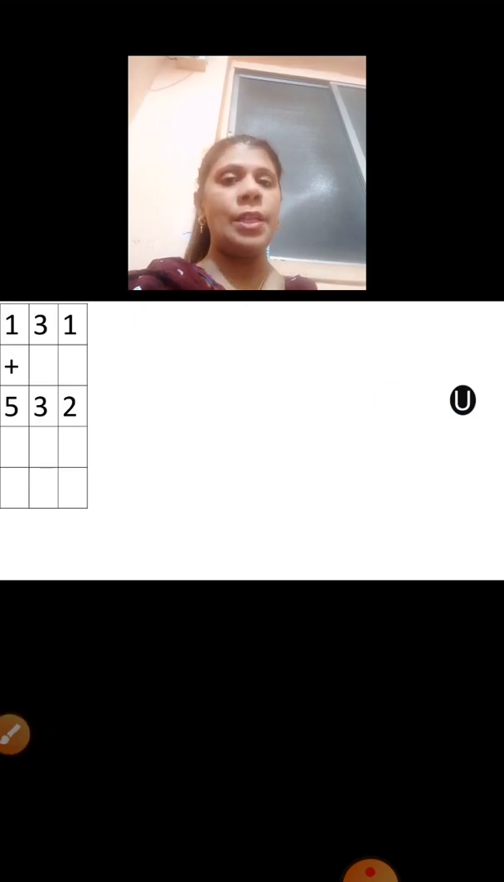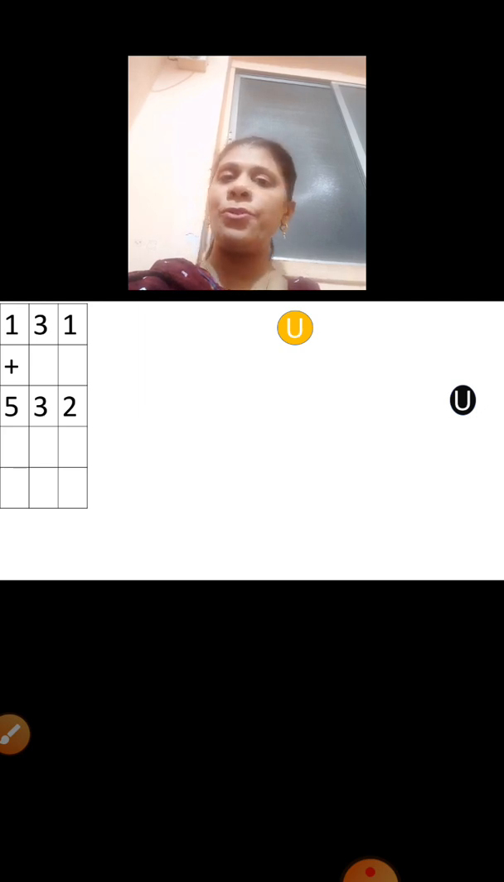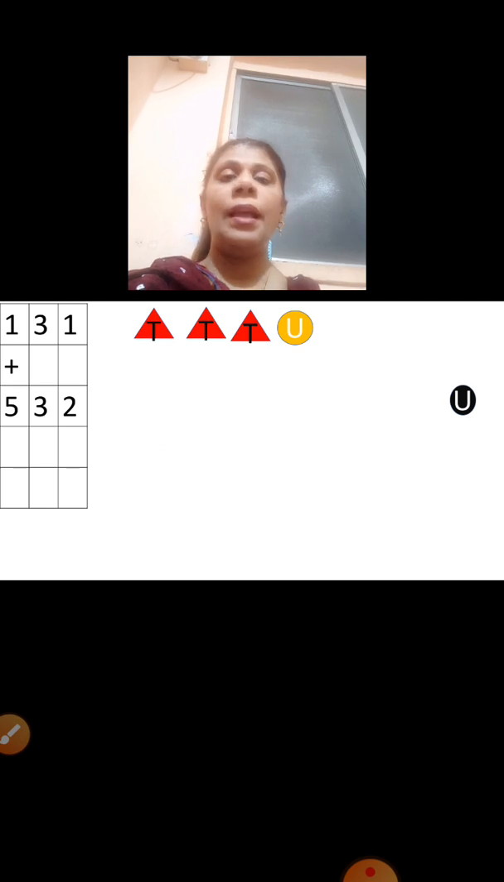Now to the next sum. 131 plus 532. Okay. Now let us see which number is in units place. Number 1. So we are going to draw only 1 unit. Okay. Which number is in tens place? Number 3. So how many tens? 1, 2, and here comes 3. Which number is in hundreds place? Correct, 1. So how many hundred? 1. Correct.